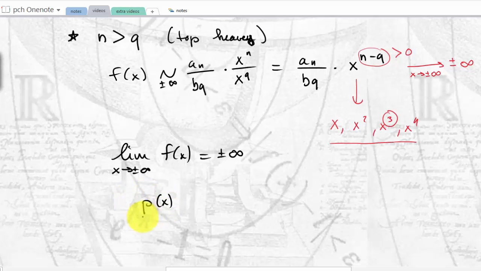Suppose p of x over d of x, you can write it as q of x, the quotient, plus the remainder divided by d of x. We know this is how we can present the result of the long division, right? Then the equation of the asymptote is y equals q of x, okay?